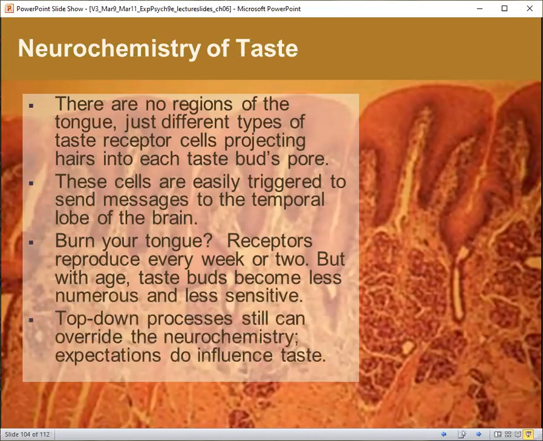And then top-down processes can still override the neurochemistry; expectations do influence taste. So we do know that we can sort of override some of this neurochemistry we're talking about here simply by what we expect of the things that we're tasting.